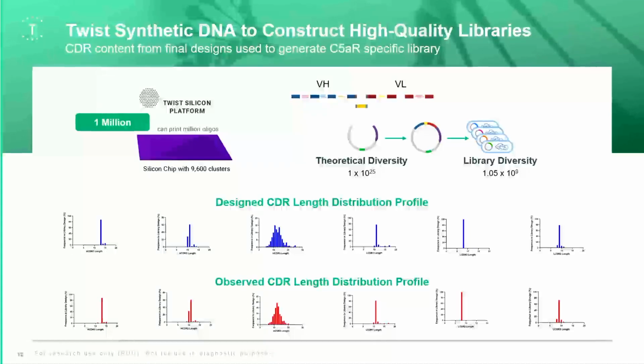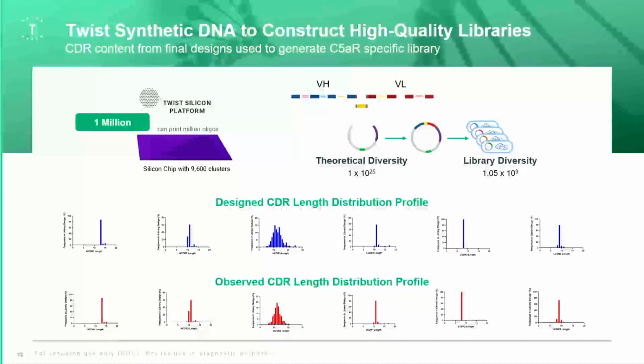Now, from the NGS QC, you will get a lot of detail. One of the things that I've shown here is how the length distribution profile compares from our NGS runs to what was in the design. So the design ones are in blue, and in red are what we observed from our NGS run, and you can see that they match up really nicely.